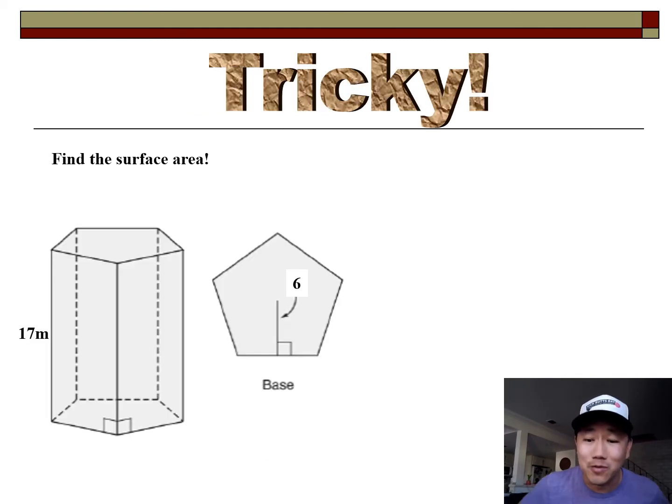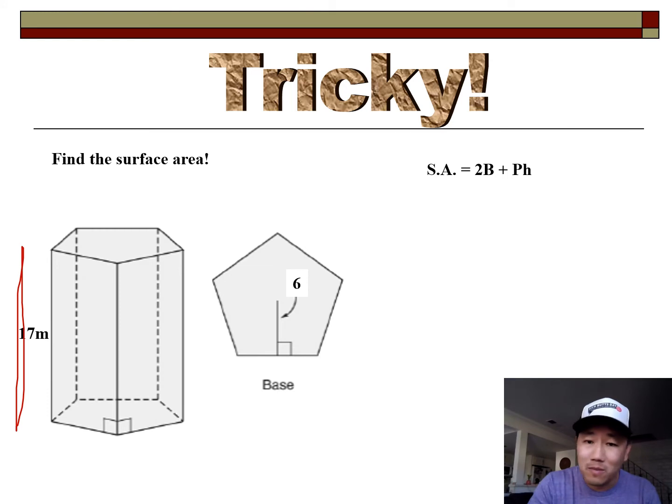Now we have a tricky one. So it's going to require a little bit more work. Finding the surface area, 2B plus PH. All right, so the only thing we really know is the H, the height.